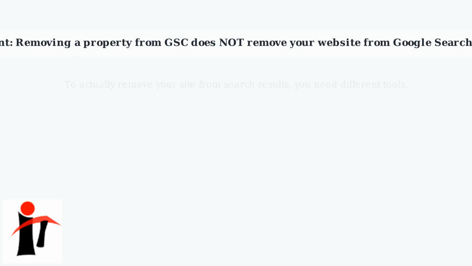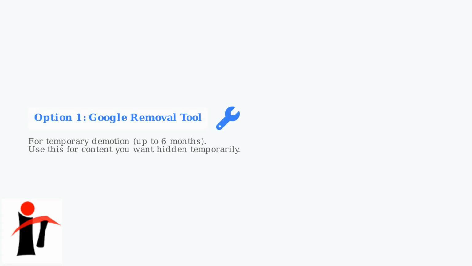Removing a property from Google Search Console stops monitoring your site, but it does not remove the website from Google search results. If you want to actually remove your site from search, you need to use different tools. For temporary removal, use the Google Removal tool. This can hide your content for up to 6 months, useful for content you want to temporarily demote.